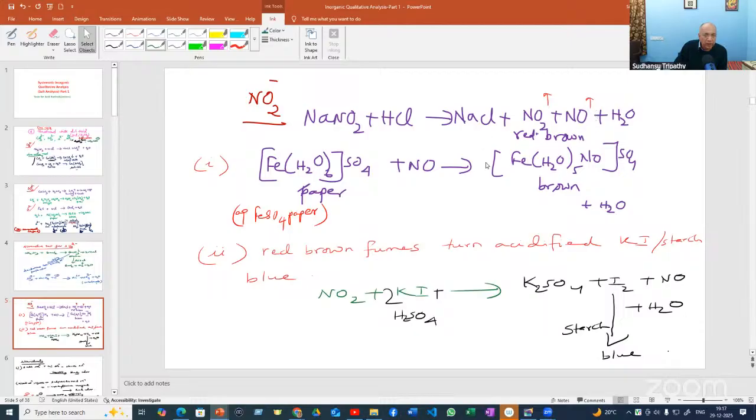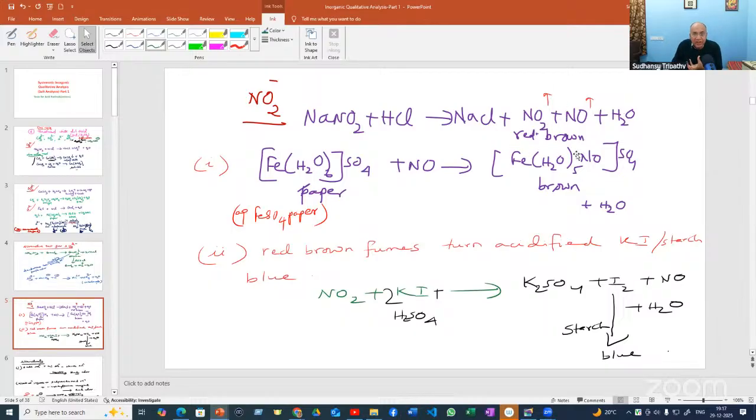And you can detect NO by using a filter paper soaked in ferrous sulfate solution, and that solution turns brown. This is the equation for the brown ring test. I'll tell you how, just wait. But in your NCERT book, this test for NO is not given. NO is a colorless gas, but actually you will be getting a reddish brown.